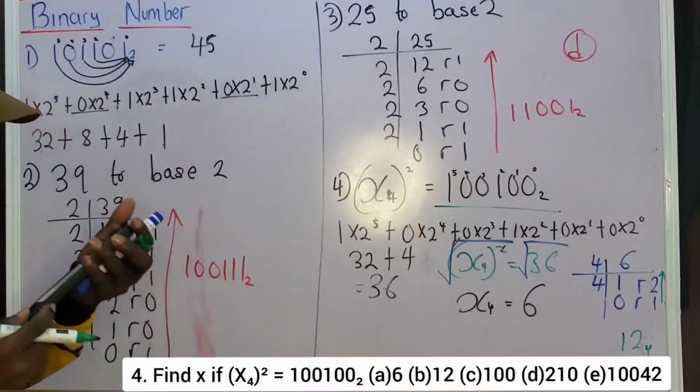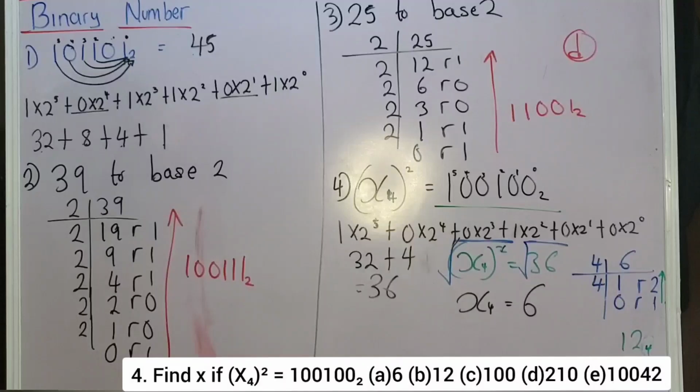So the value of x base 4, the value of x is 12. And the correct option to that question is, let me check, option B is correct. Do you understand? The answer is 12.